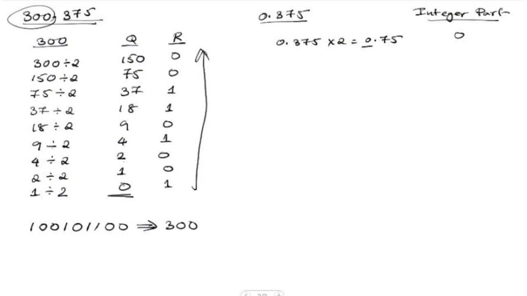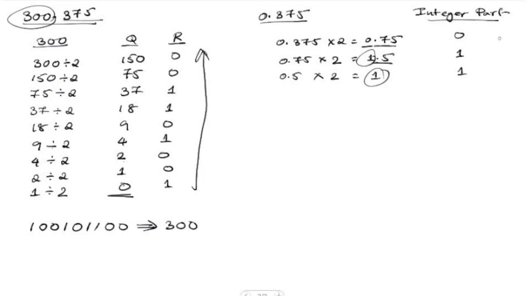And the number after the decimal, which is 0.75, we'll take it now. 0.75 and multiply it by 2. So that will give us 1.5. Now for the integer part, we'll take the number before the decimal, which is 1. So we'll write here 1, and the number after the decimal, which is 0.5, we will multiply it by 2. So that will give us a 1. So now we don't have a decimal, we only have the integer part here, so we write here 1.